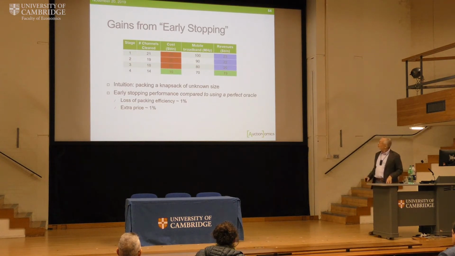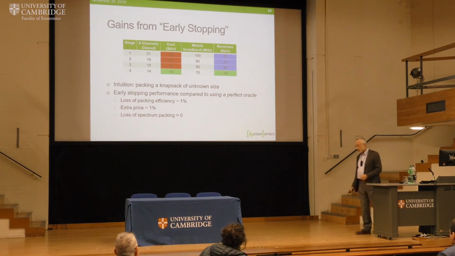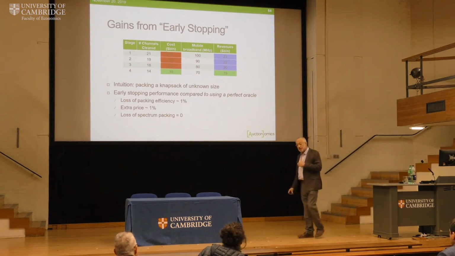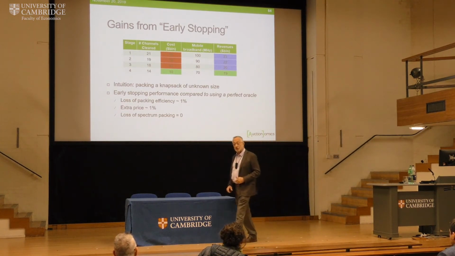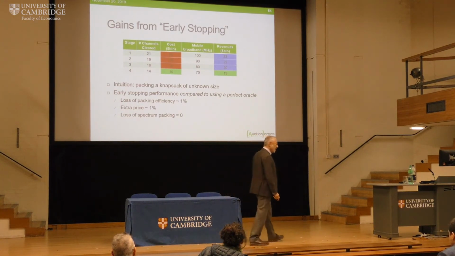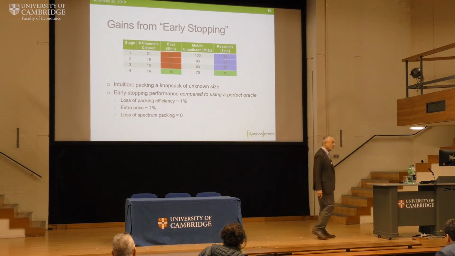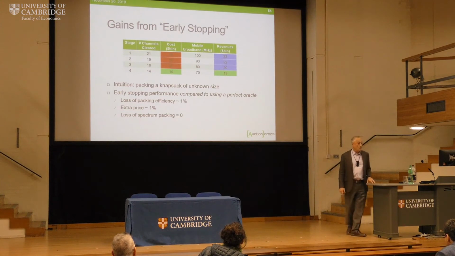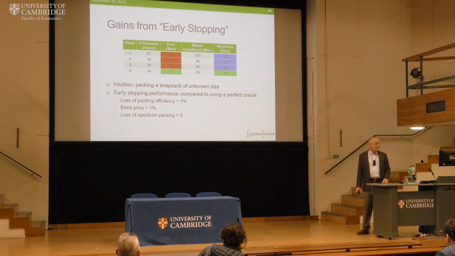One of the things that comes out of the simulation, by the way, is that the loss of spectrum from packing is 0. In all of the simulations we ran, if we used this, we did as well in terms of the amount of spectrum we cleared, which was the FCC's main objective, as if we had predicted perfectly what the maximum amount of spectrum to clear would be. Okay?